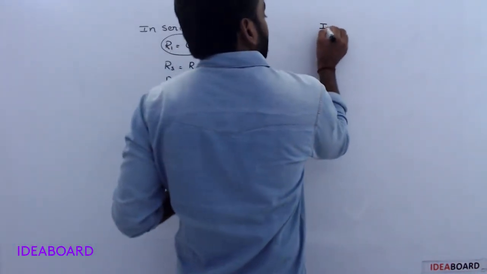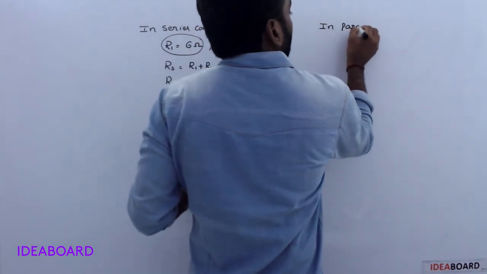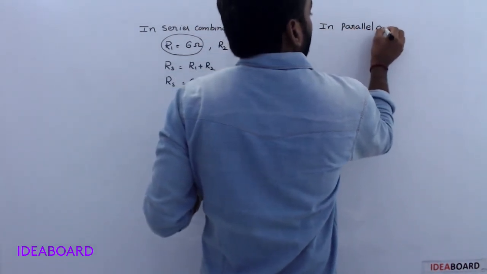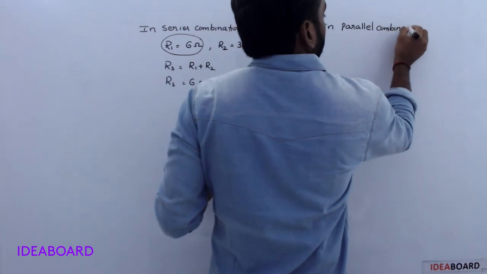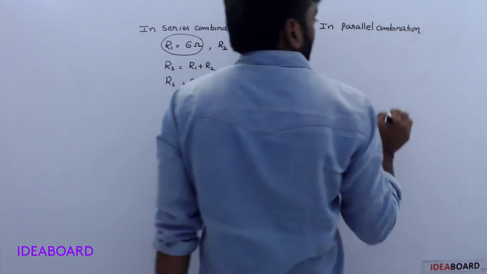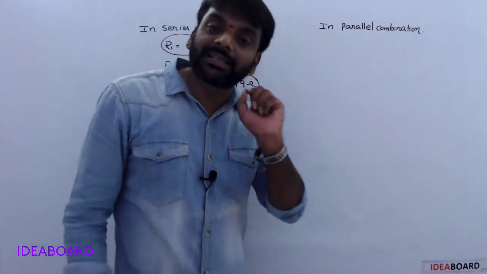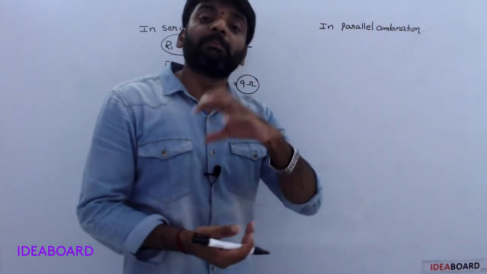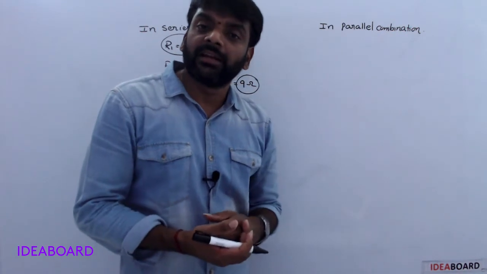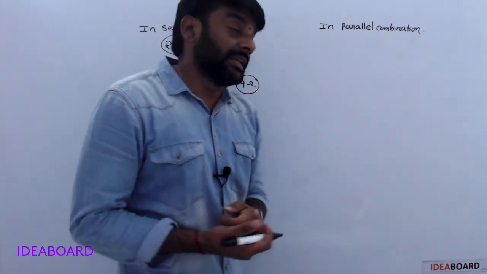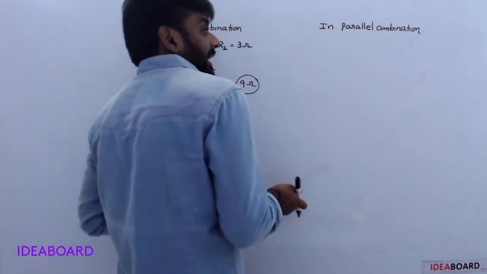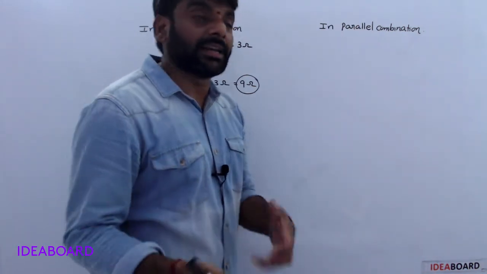In parallel combination, the resultant is always lesser than the minimum value of the given resistors.